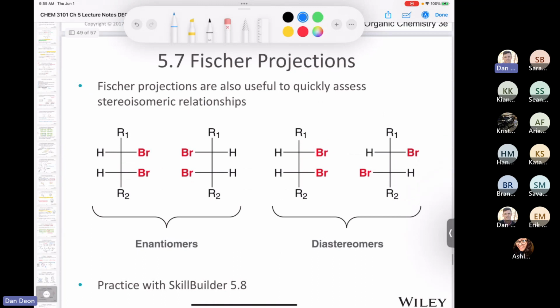What's really handy with Fisher projections when we study carbohydrates in organic 2 is that it's very, very useful to determine the stereoisomeric relationships between 2 different compounds, because you can see quickly when you have a pair of enantiomers or a pair of diastereomers. It's very easy to assess without having any wedges or dashes in the compound. So that's one of the utilities of Fisher projections.